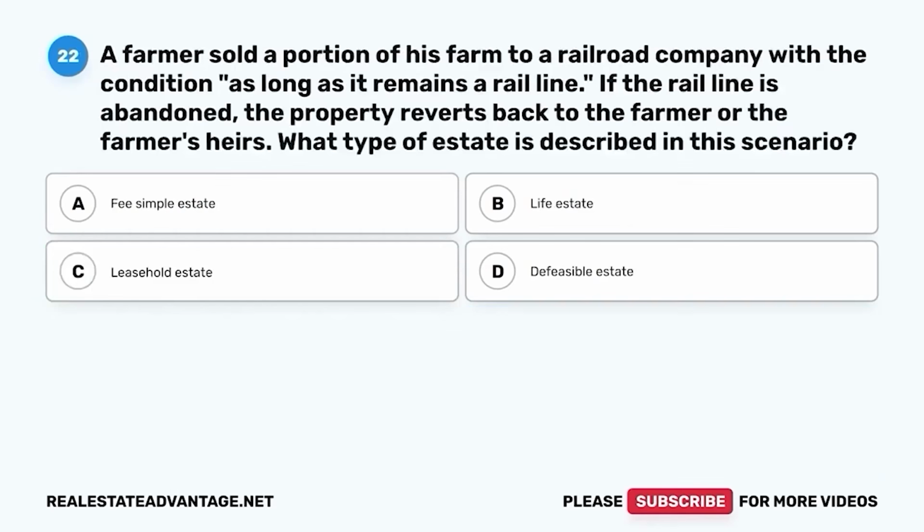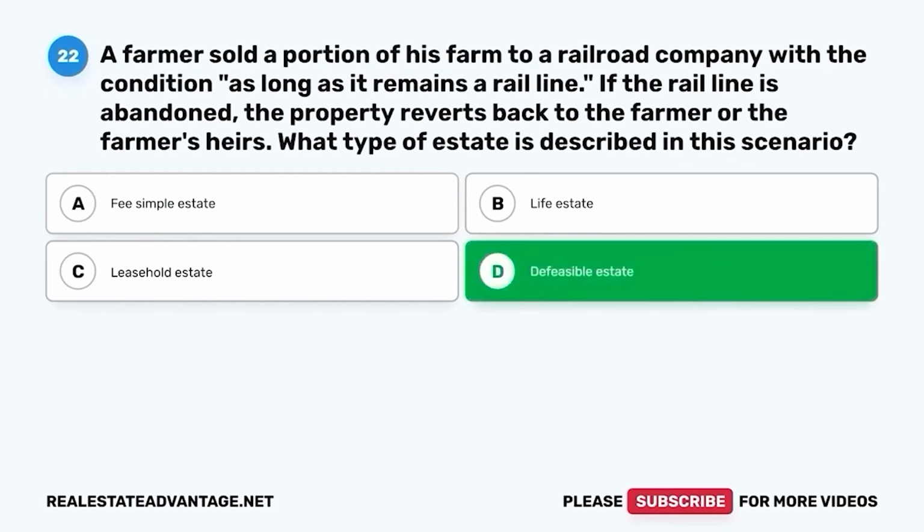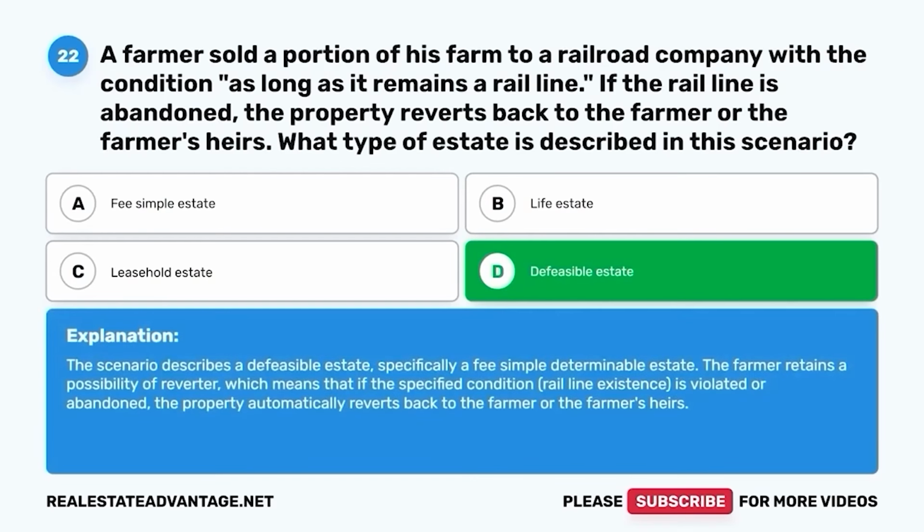Question 22. A farmer sold a portion of his farm to a railroad company with the condition, as long as it remains a rail line. If the rail line is abandoned, the property reverts back to the farmer or the farmer's heirs. What type of estate is described in this scenario? A. Fee simple estate. B. Life estate. C. Leasehold estate. D. Defeasible estate. The correct answer is D. Defeasible estate. The scenario describes a defeasible estate, specifically a fee simple determinable estate. The farmer retains a possibility of reverter, which means that if the specified condition, rail line existence, is violated or abandoned, the property automatically reverts back to the farmer or the farmer's heirs.